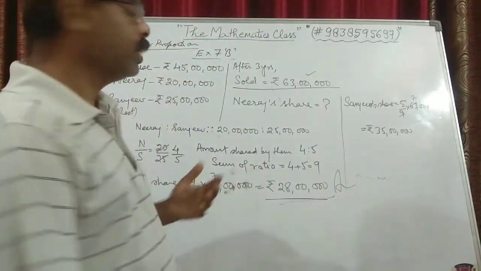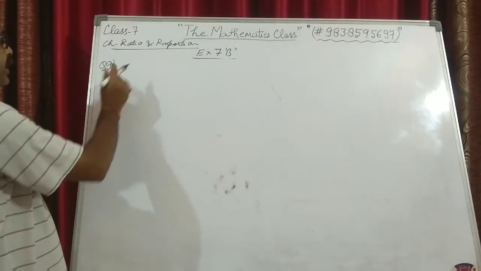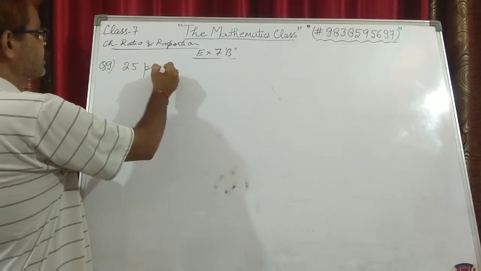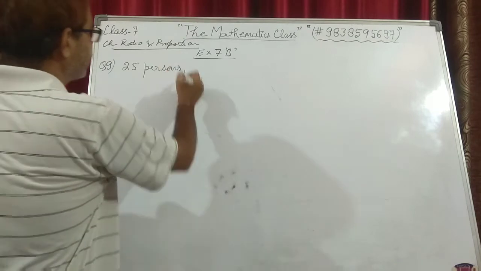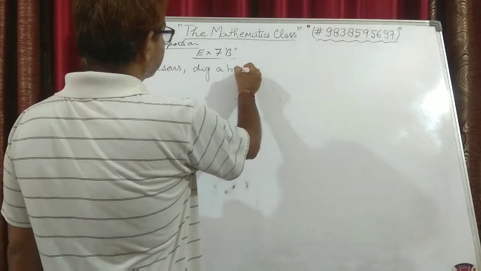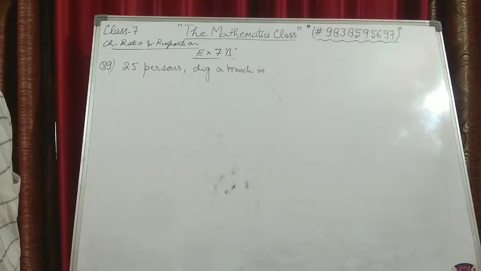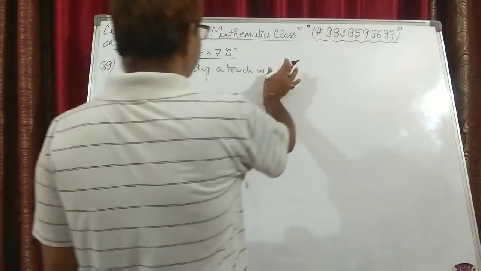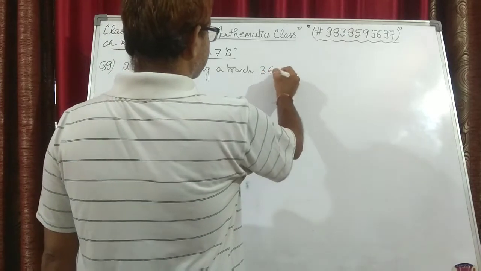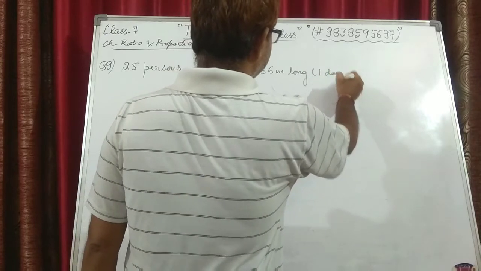Now we move on to the 9th question. Question number 9 reads that if 25 persons can dig a trench in one day, that is 36 meters long. This is one day, in one day.